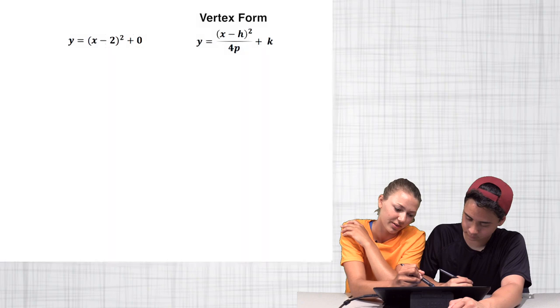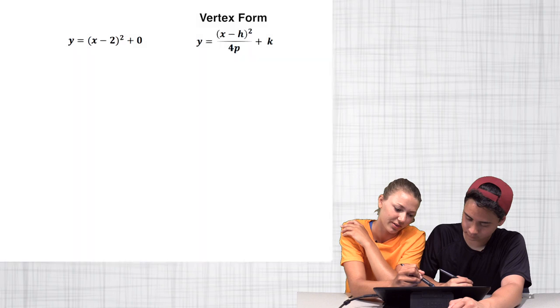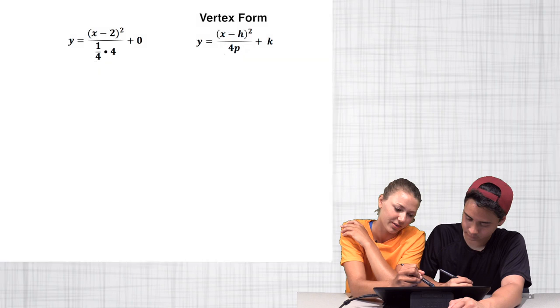To find the p-value of the parabola, Keoni noticed that there was no denominator below the quantity x minus 2 squared. However, he pointed out that dividing the term by 1 doesn't change its value. And 1 can be thought of as 1/4 times 4, which means the denominator now looks like the 4p from the vertex form. So, p is 1/4.